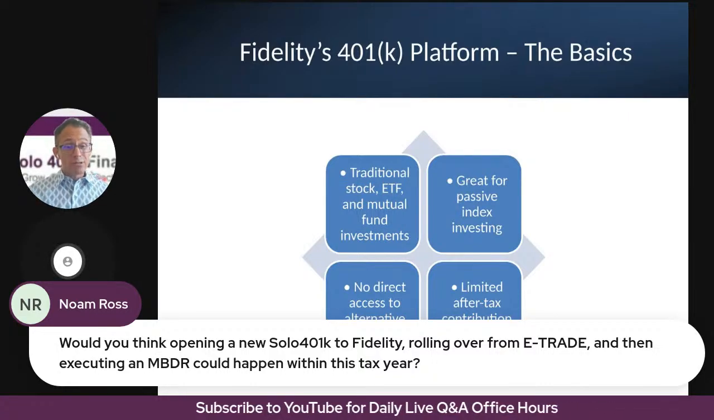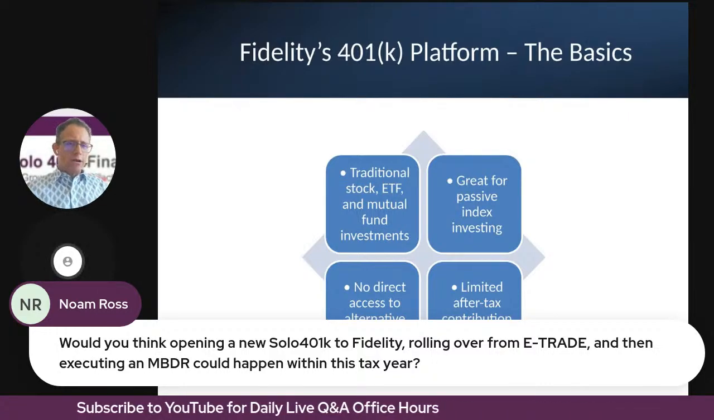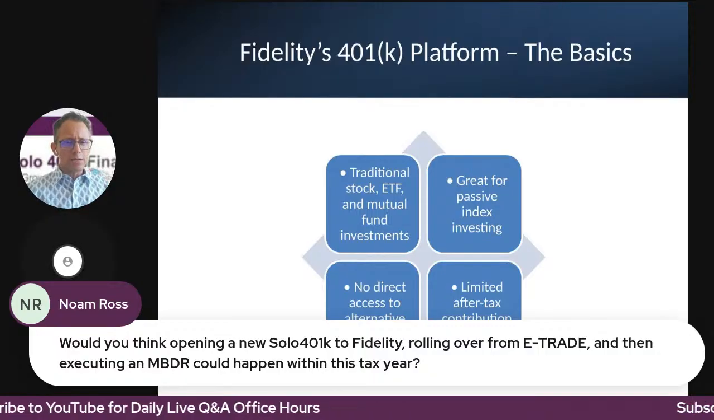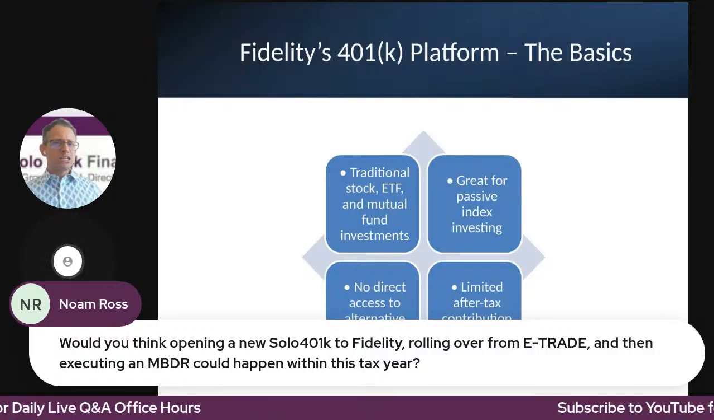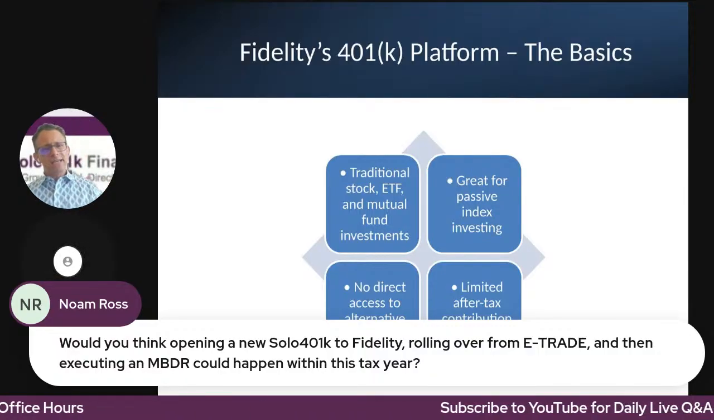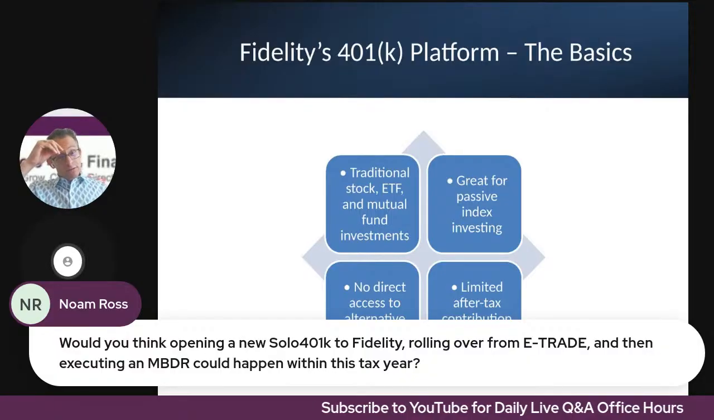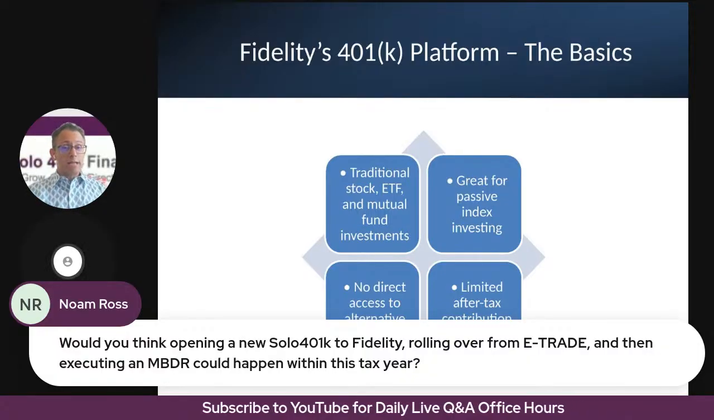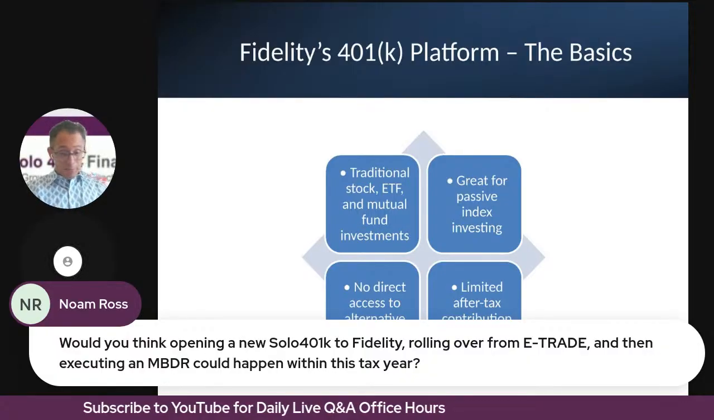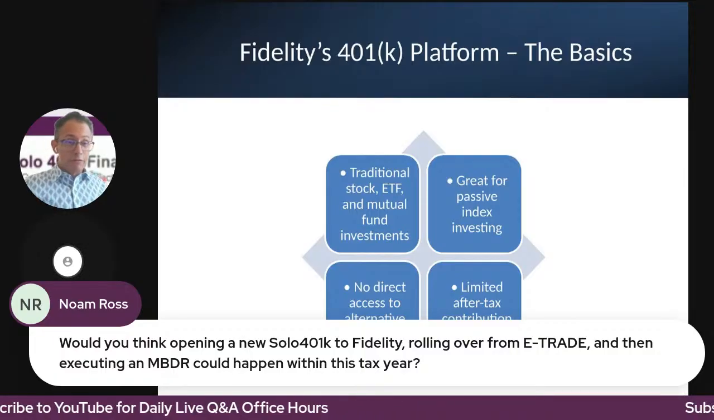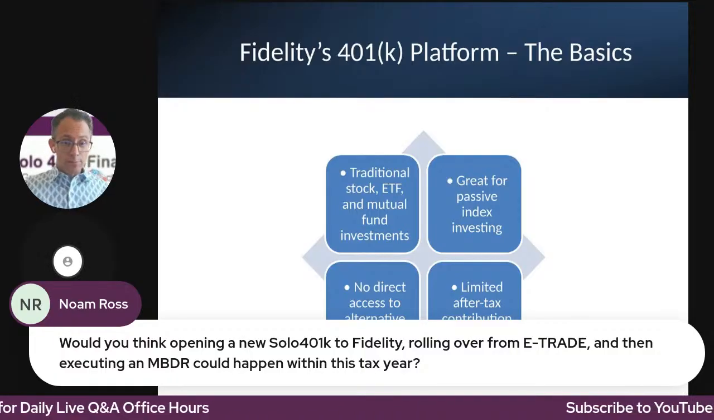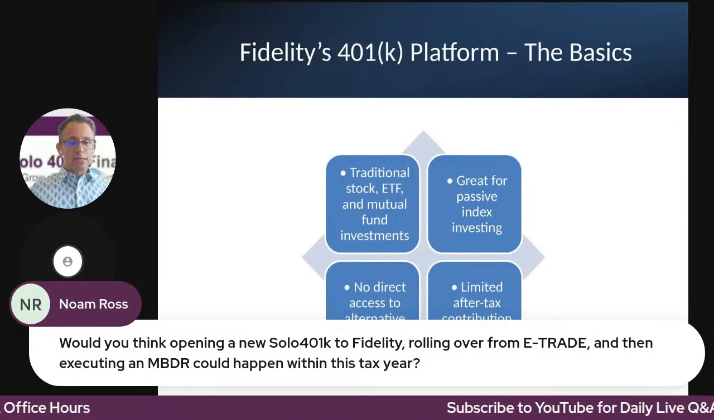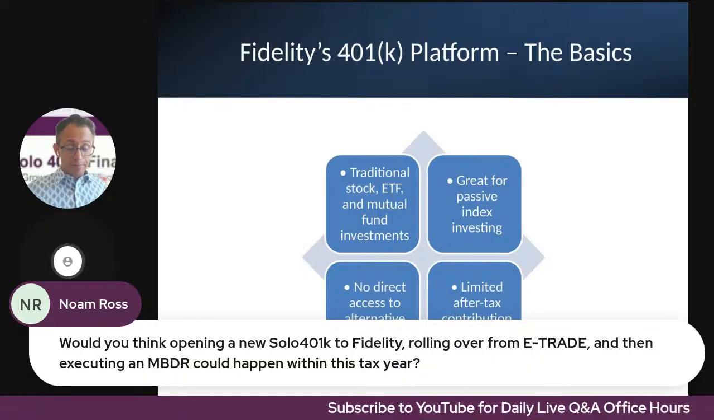So here's what I would do if I were you. I would go ahead and open a solo 401k with Fidelity, have that E-Trade solo 401k restated from E-Trade over to the Fidelity solo 401k. You want to start that ASAP. I mean, you're talking about, we're about to go into November, so there's no more time to procrastinate. You only have 2 months if you're trying to get this done by the end of this year.